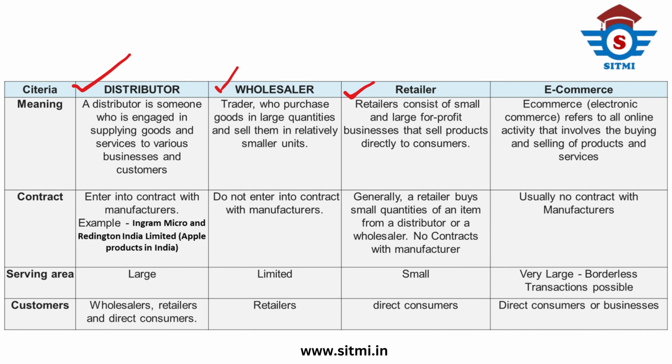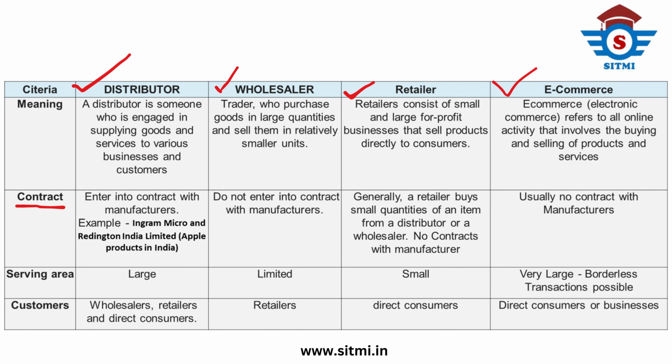Now what is a retailer? Retailers consist of small and large profit businesses that sell products directly to the customers. We fairly know examples of retailers, like a retail or grocery shop near us, or even a supermarket or a mall. Then the next distribution channel is e-commerce. E-commerce is nothing but electronic commerce, which refers to all online activities of buying and selling products and services. Examples of e-commerce can be Amazon and Alibaba. So these are a few known examples of e-commerce.